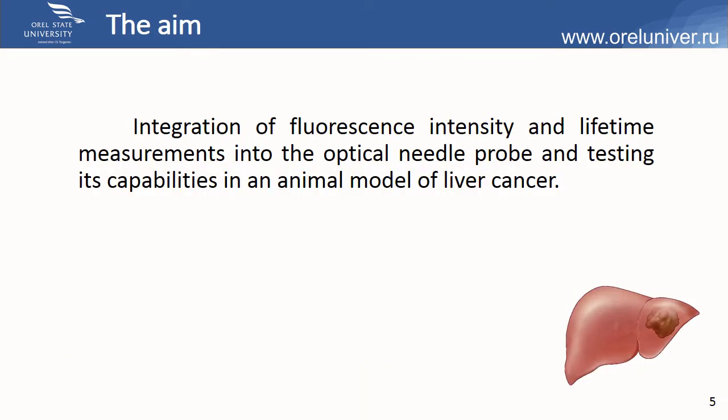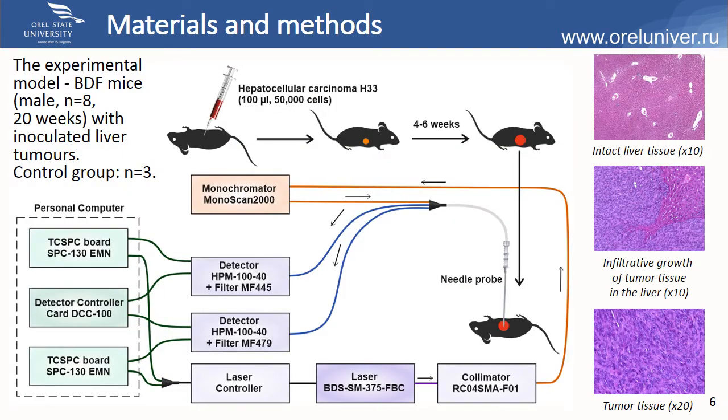Therefore, the aim of this study was to integrate fluorescence intensity and lifetime measurements into the optical needle probe and to test its capabilities in an animal model of liver cancer. To compare the fluorescence parameters of healthy and malignant tissue, the tumors were modeled in laboratory mice. The cells of hepatocellular carcinoma were inoculated into the middle lobe of the liver of BDF mice. The measurements were carried out 4-6 weeks after the injection.